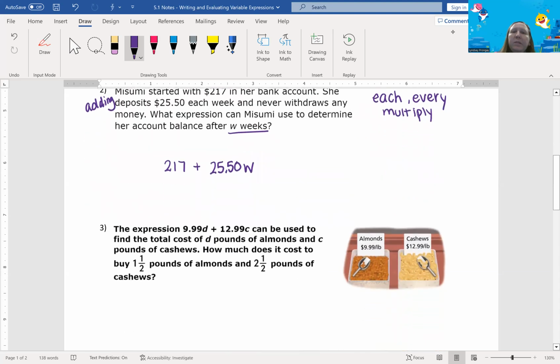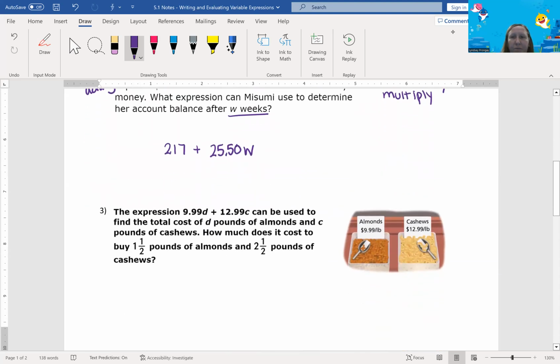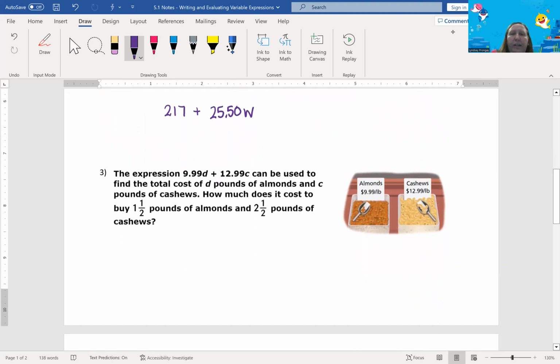Number 3 is easy because they give you the expression. Okay, you don't have to write the expression in this case. This is just some practice in evaluating an expression, meaning plug in some numbers and figure out the value. So they tell us the expression 9.99D plus 12.99C can be used to find the total cost of D pounds of almonds and C pounds of cashews. And how much will it cost to buy 1.5 pounds of almonds and 2.5 pounds of cashews?